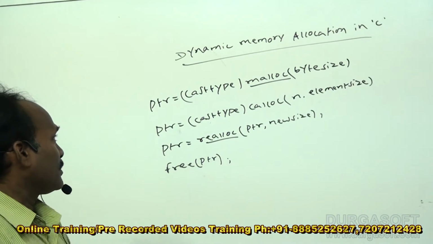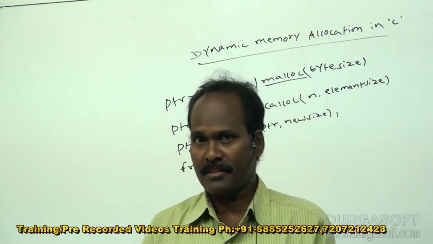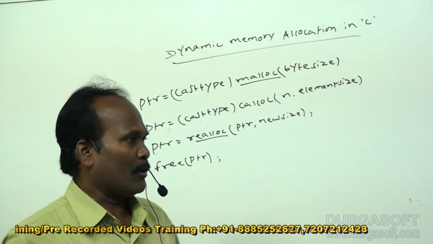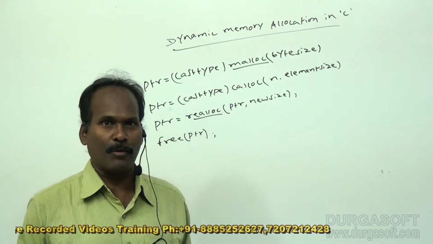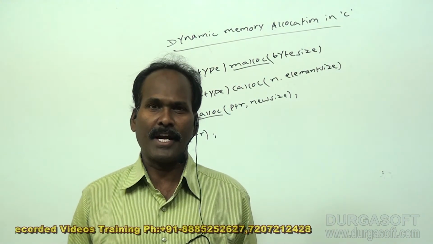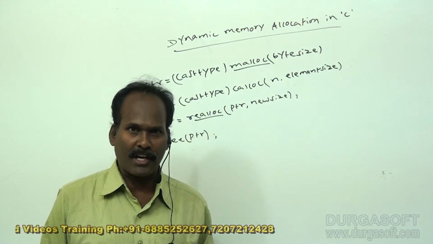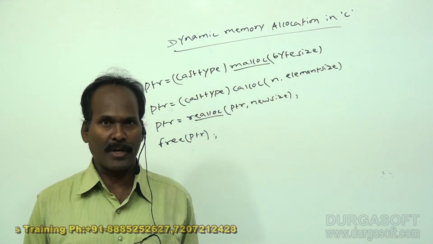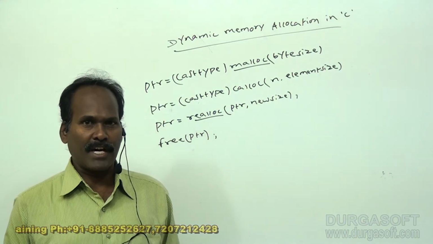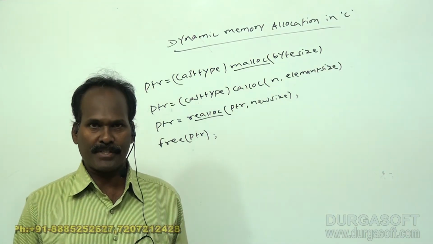Okay, the next topic I will discuss is dynamic memory allocation in C language. Before I explain dynamic memory allocation, I would like to explain what is meant by static memory allocation. Static memory allocation means it is the allocation of some amount of space at compilation time by the compiler. So the static memory allocation process is going to allocate some amount of space.